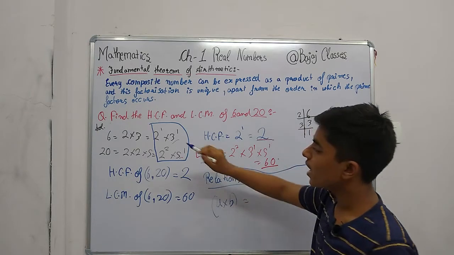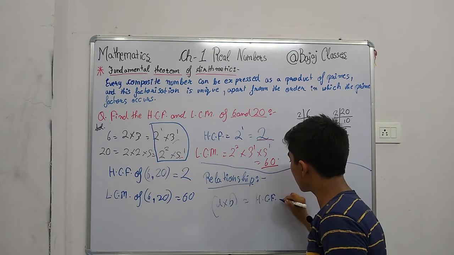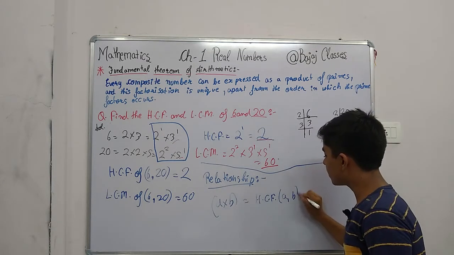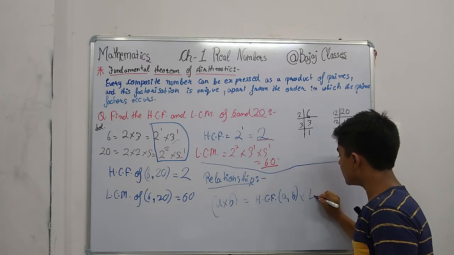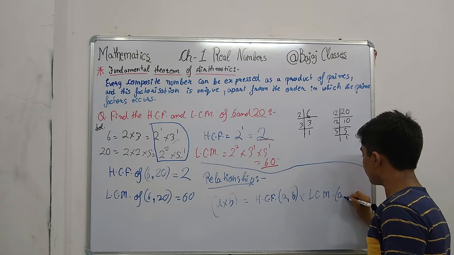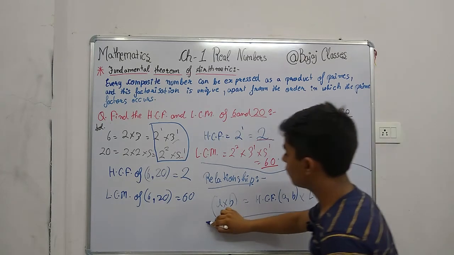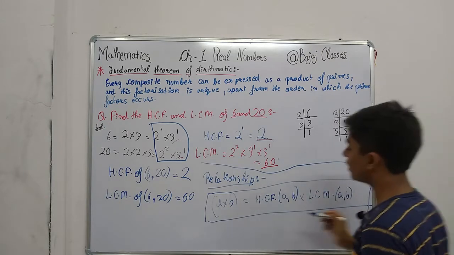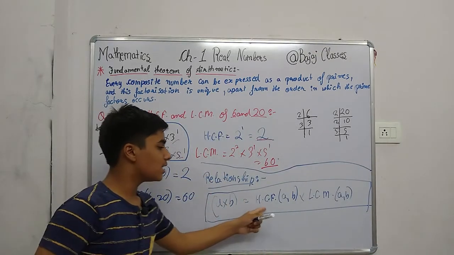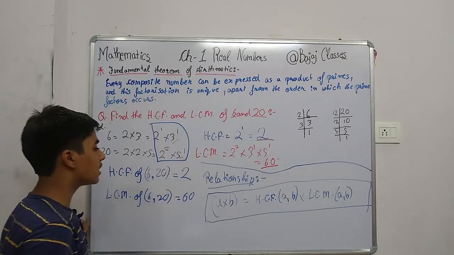Now A into B, 6 into 20, equals HCF of A and B into LCM of A and B. This is the main relationship of these two numbers. So A into B equals HCF of A and B into LCM of A and B. So we will verify this relationship.